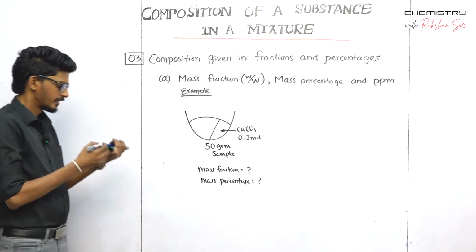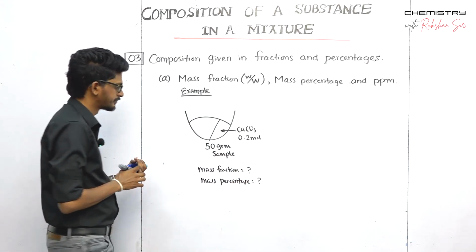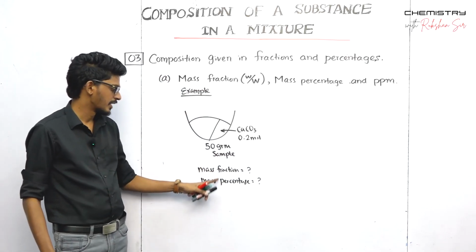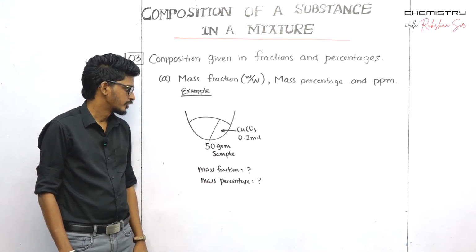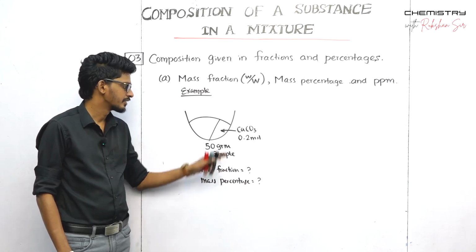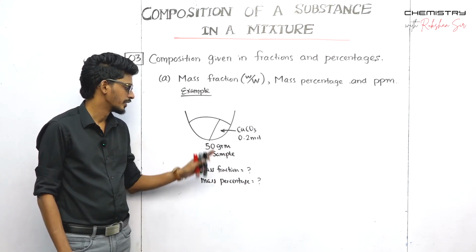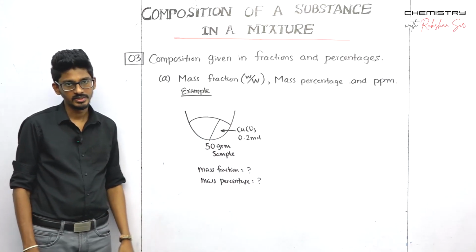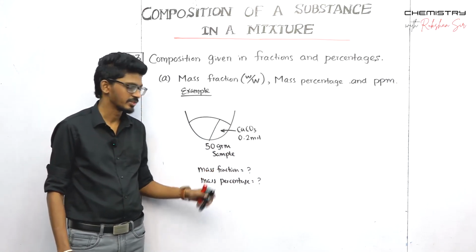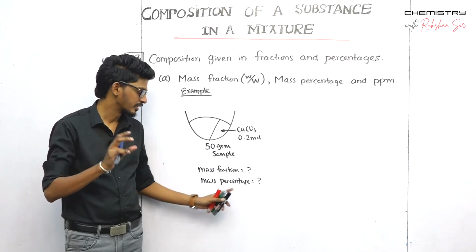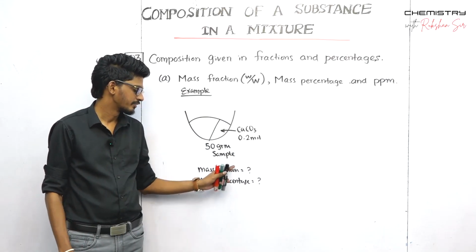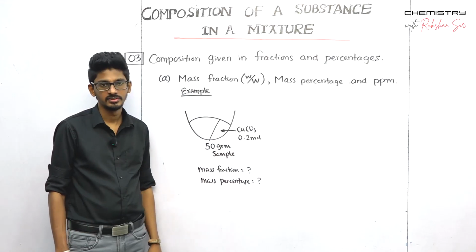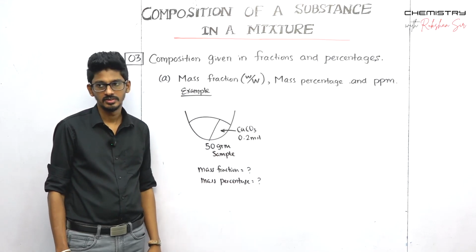Let's do the calculation. To come up with the mass fraction as well as the mass percentage, you should know the mass of the substance of interest and the mass of the sample. We divide those two to come up with the mass fraction. If you need the mass percentage, just find the mass fraction as earlier and multiply it by 100. That will give you the mass percentage.